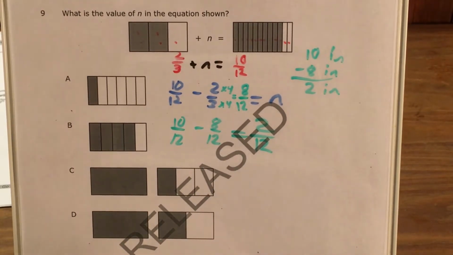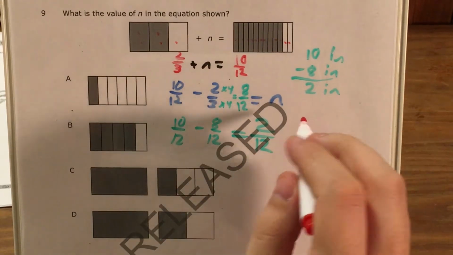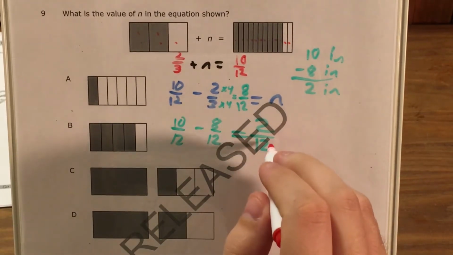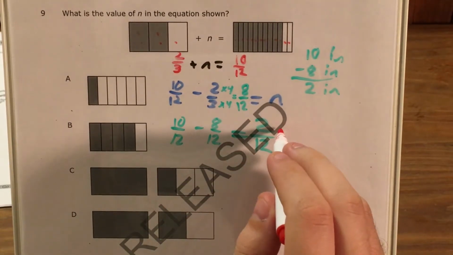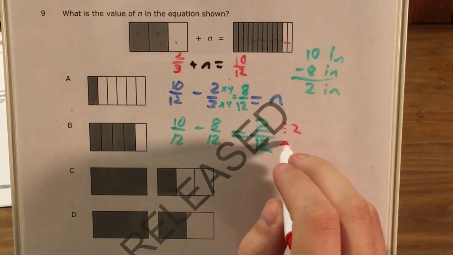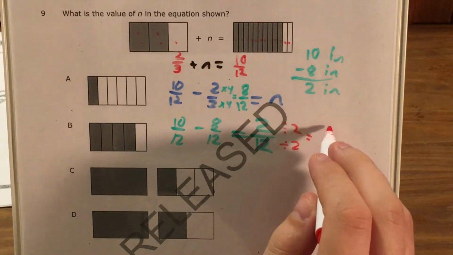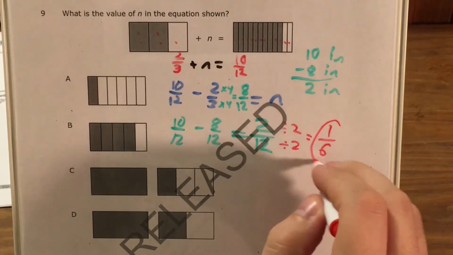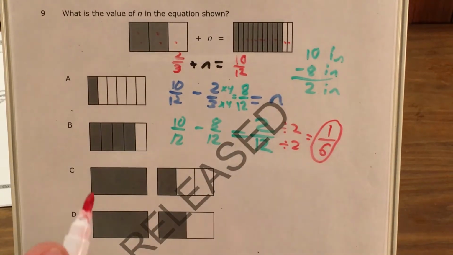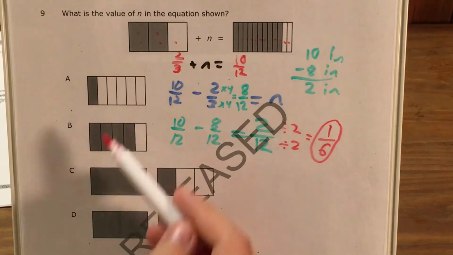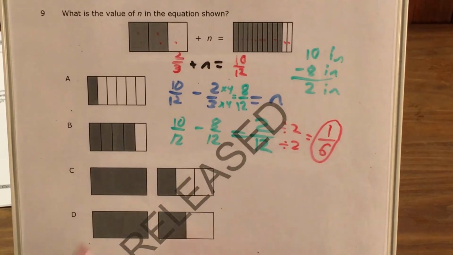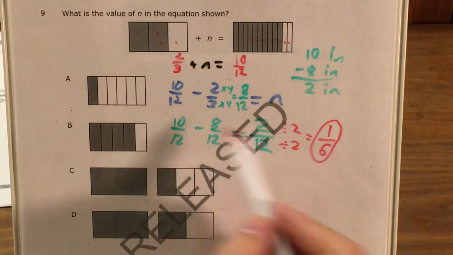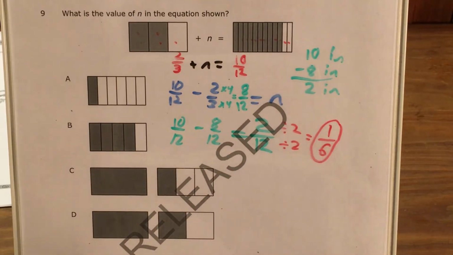At this point, I need to simplify this fraction. I need to see what number goes into both 2 and 12. That number is 2. So I'm going to divide by 2, divide by 2. 2 divided by 2 is 1. 12 divided by 2 is 6. So my answer is 1/6. Now all I need to do is just make sure that 1/6 actually matches one of my answer choices.